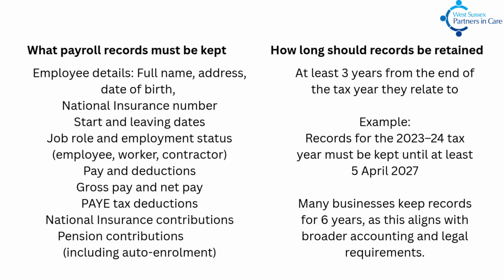HMRC requires payroll records to be kept for at least 3 years from the end of the tax year they relate to. For example, records for the 2023-24 tax year must be kept until at least the 5th of April 2027. Recommended best practice is to keep records for 6 years, as this aligns with broader accounting and legal requirements.